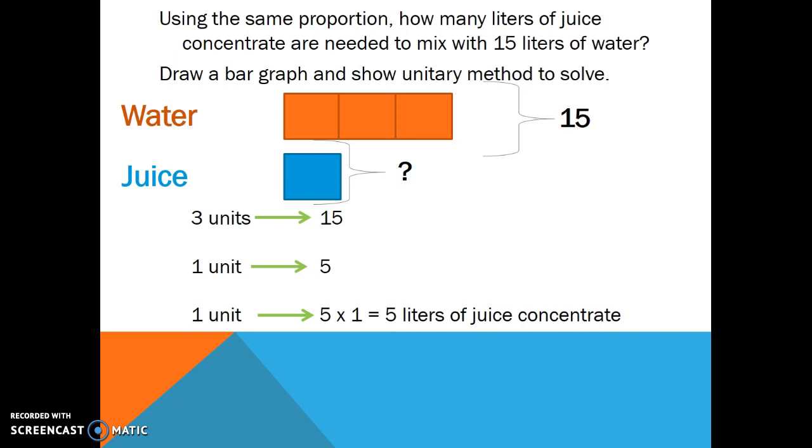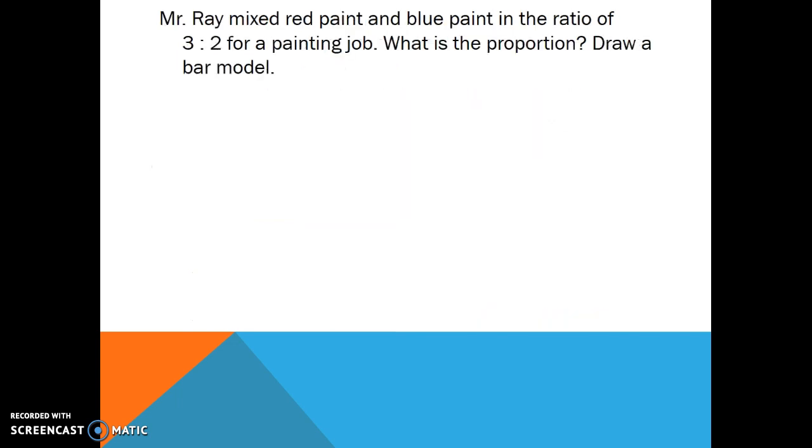You guys see how useful proportion is? Imagine what you could do with a recipe. Okay, now we have Mr. Ray, and he mixed red paint and blue paint in the ratio of 3 to 2 for a painting job. What is the proportion? And we want to draw a bar model.